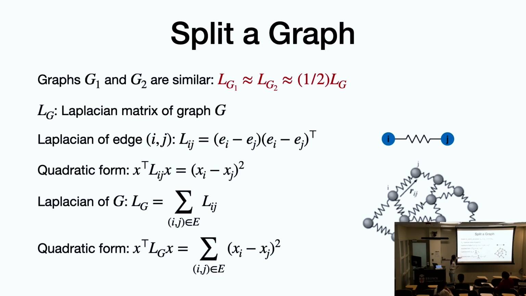Next, I can define the Laplacian matrix for the whole graph G. I call it L_G. This is the sum of all the edge Laplacians over the edges in G. Again, I have this quadratic form of x and L_G. This is just the sum of (x_i minus x_j) squared over all the edges with endpoints i, j in G. If every edge is a spring with spring constant 1, and I nail the vertices at positions x_i, then this is twice the total energy of the springs.